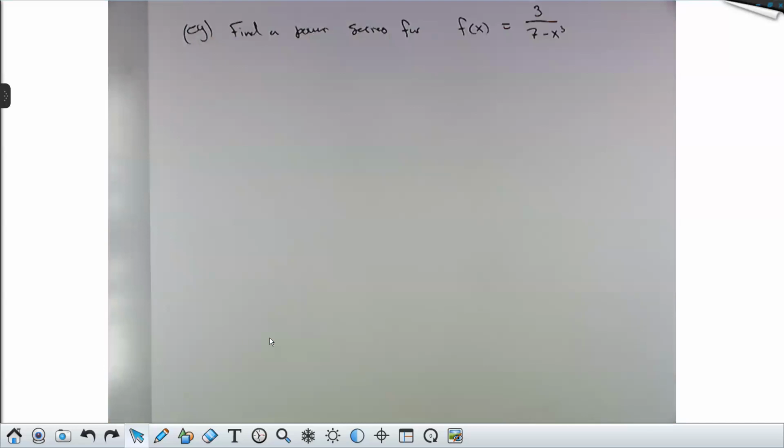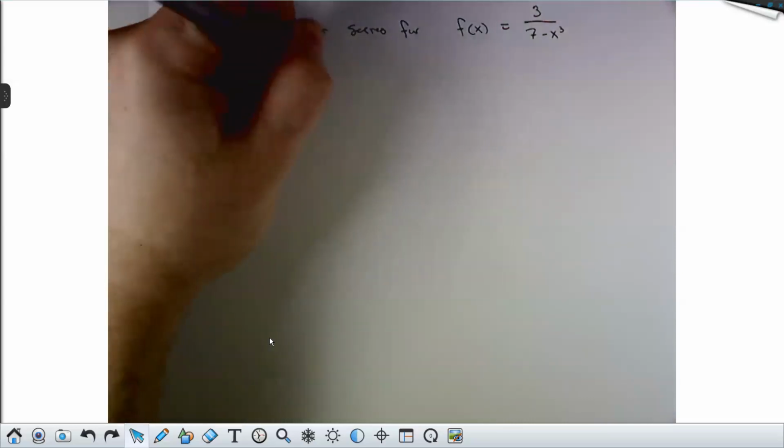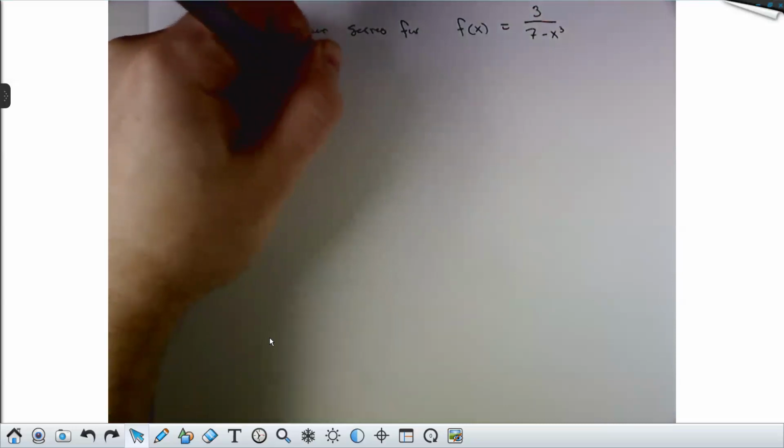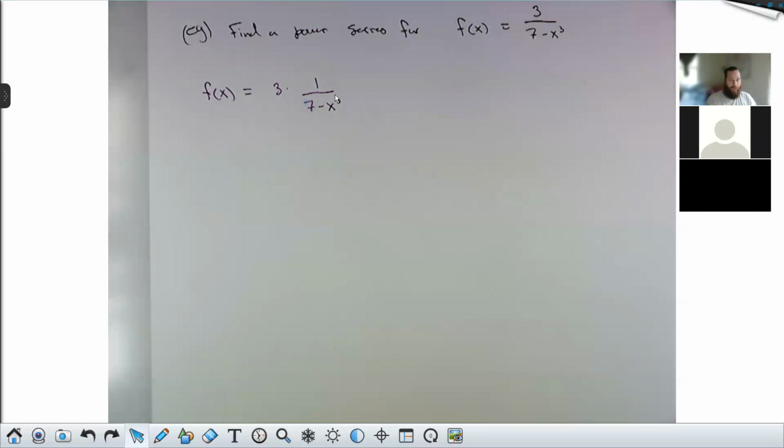So let's find a power series for 3 over 7 minus x cubed. It's more of the same, just bashing it with the algebra hammer until I can use my geometric series formula. So I can pop the 3 off the top. The challenge here is that I don't have a 1 down here in this position. I have a 7. So I need to turn this into a 1. And the easiest way we can do that is by force factoring out a 7.